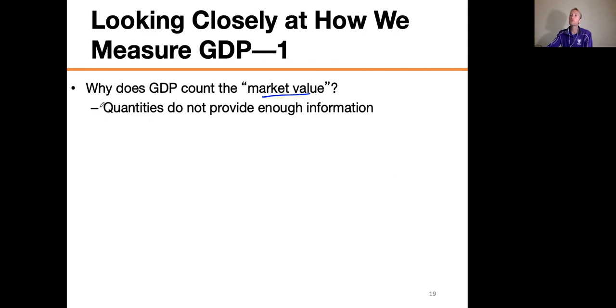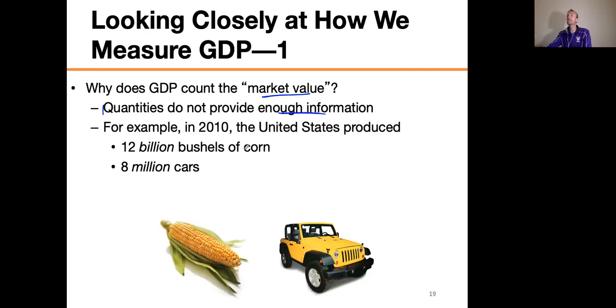We can't just provide quantities. One, that's a way too long list, but two, it does not provide enough information. Check this out. In 2010, the United States produced 12 billion bushels of corn, but 8 million cars. Which number is bigger? Yeah, that's right. 12 billion is bigger than 8 million. But what really contributed more to our GDP? What was more valuable?